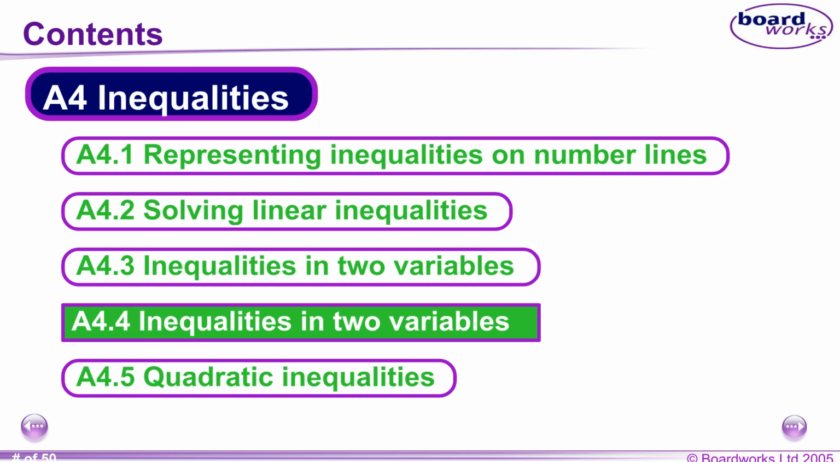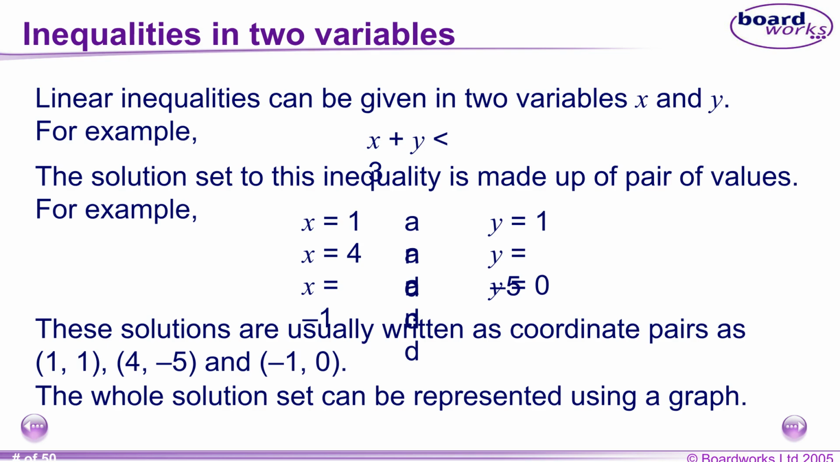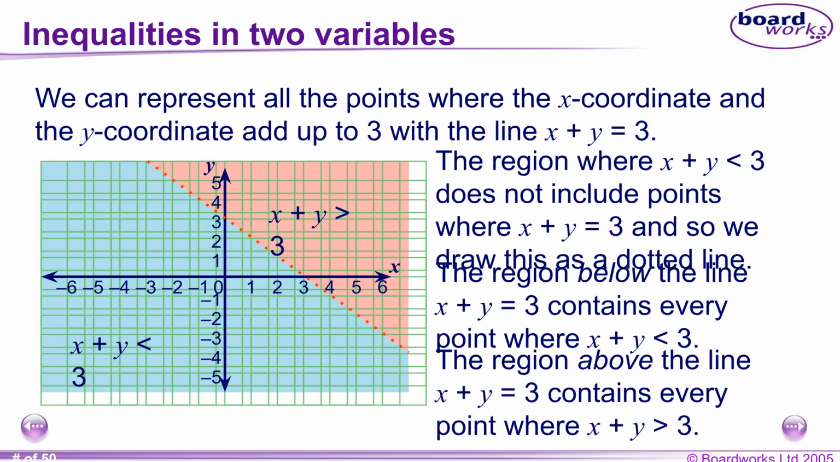We are now moving on to the section covering inequalities in two variables. Linear inequalities can involve two variables, x and y, such as x + y < 3. The solution set consists of pairs of values like (1, 1), (4, -5), and (-1, 0). These solutions can be represented graphically as coordinate pairs. We represent points where x + y = 3 with the line x + y = 3.